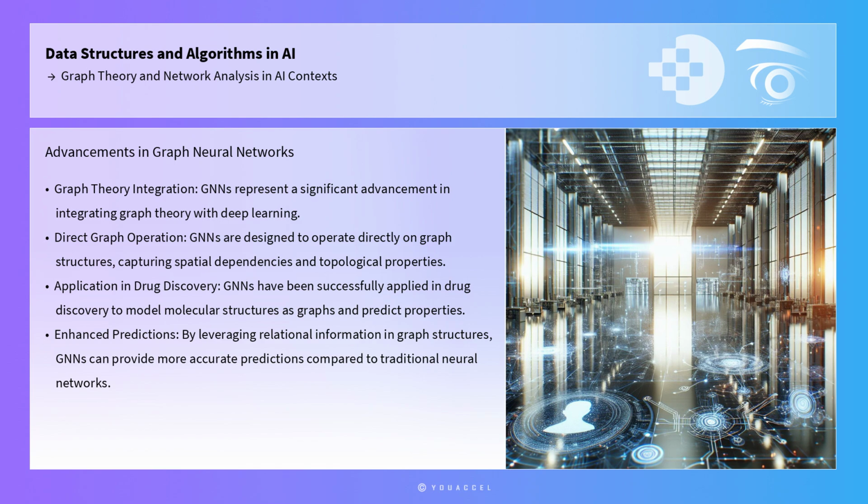By leveraging the relational information encoded in graph structures, GNNs can provide more accurate predictions compared to traditional neural networks, which typically require data to be represented in grid-like structures.